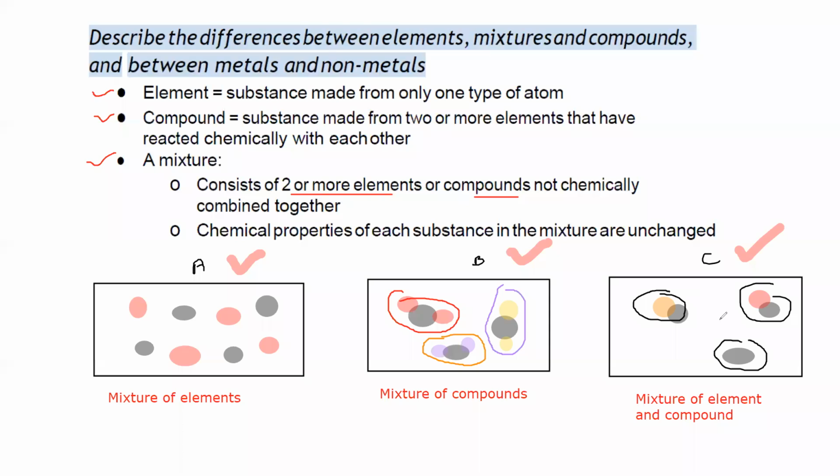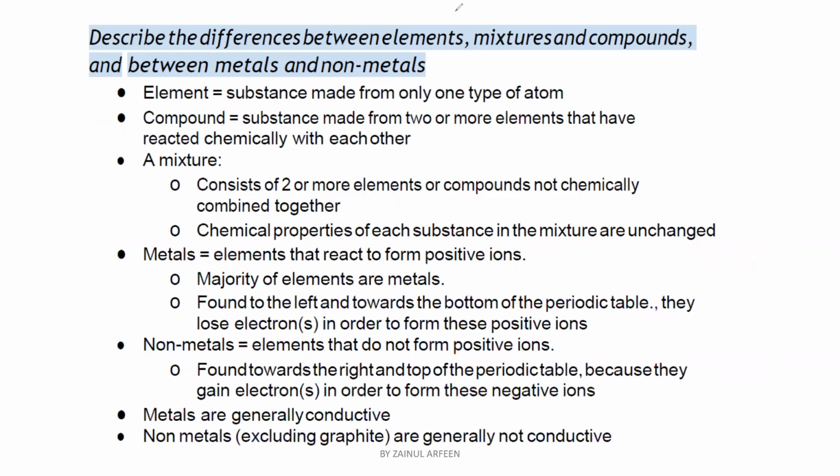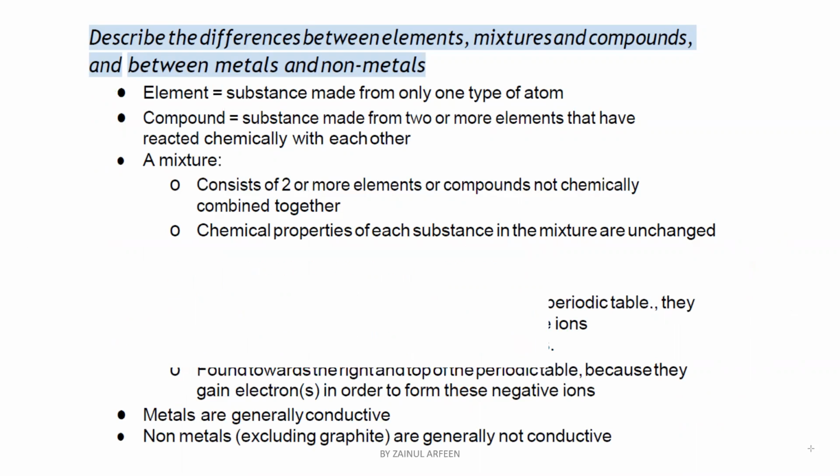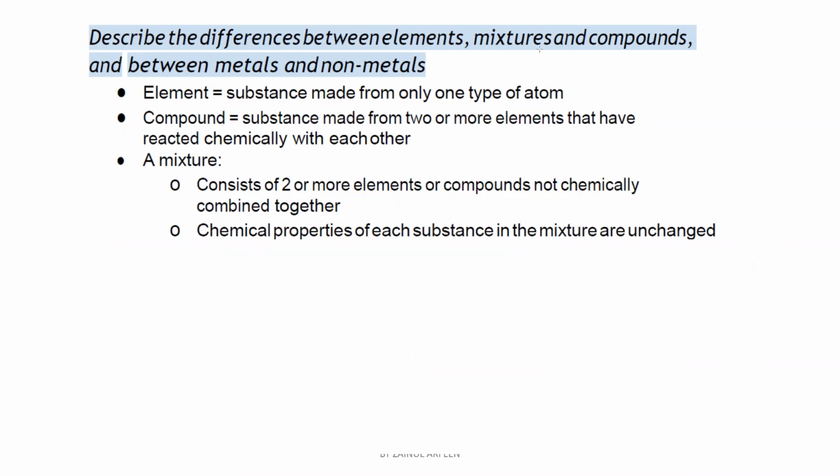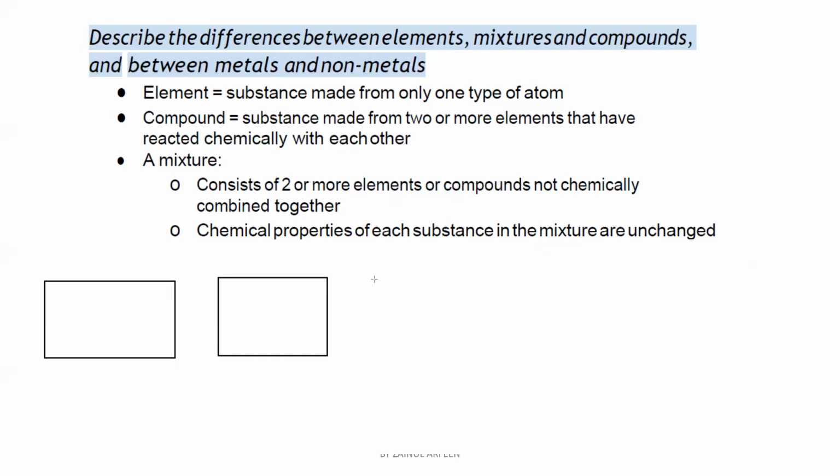How is an element there? You can see this is the element here. This is one particle, so element. Two different are there, so this is a compound. Here also two different, so compound. So we are working out the difference between element, mixture, and compound. Elements have identical atoms, the same type of atoms, and we call them elements. A compound is when two or more different types of atoms chemically join together.